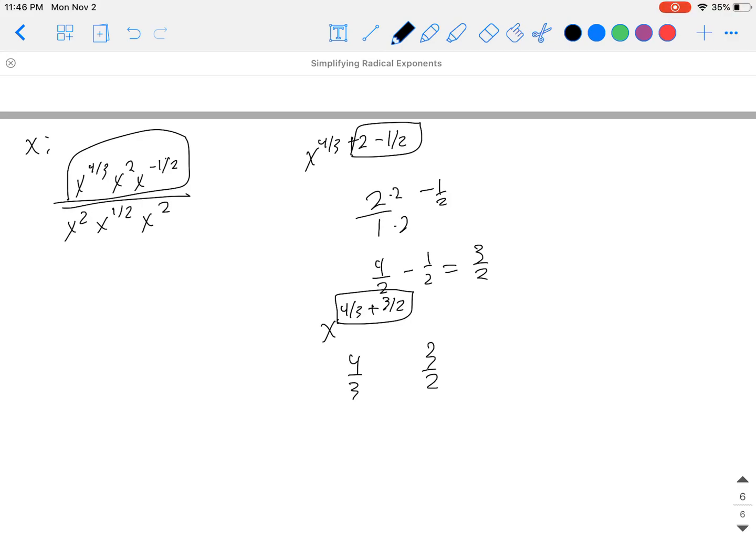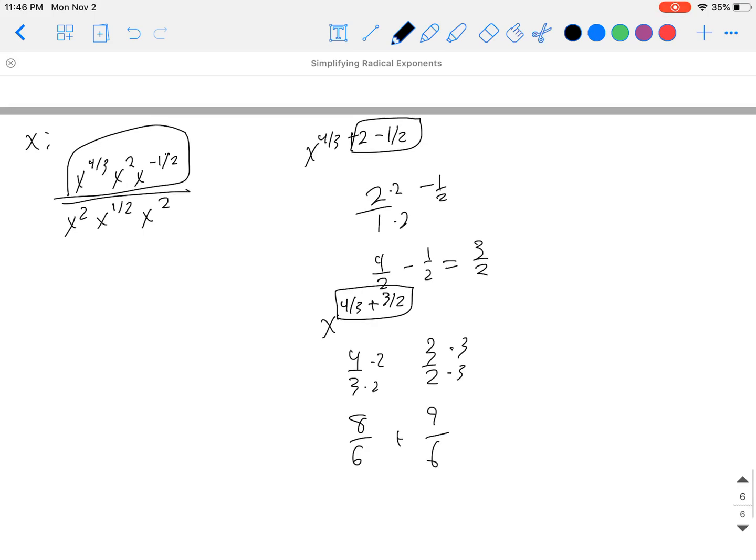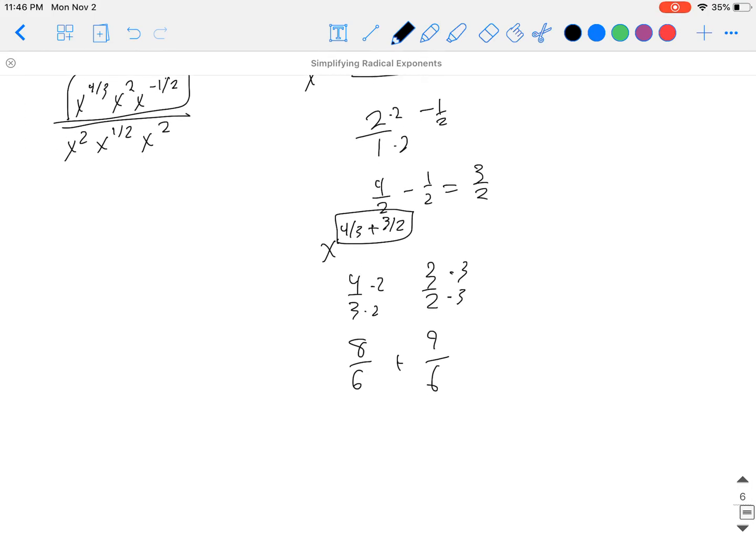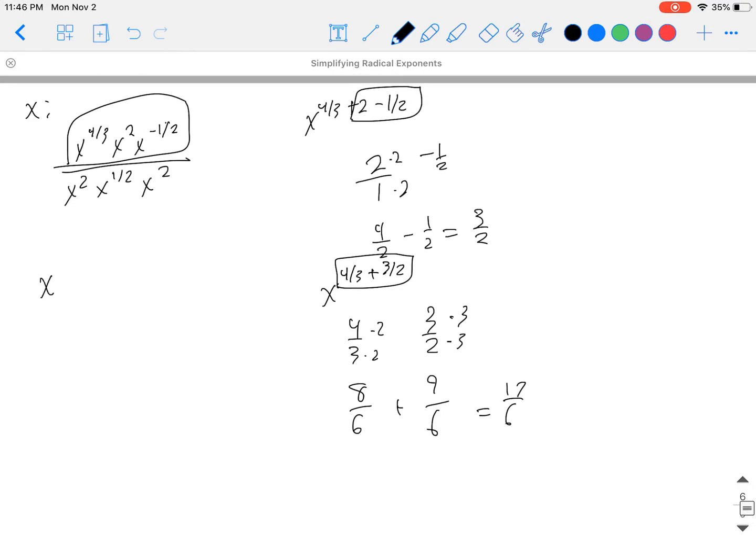So multiply 4 over 3 by 2 on the top and the bottom, and 3 over 2 by 3 on the top and the bottom, giving us 8 over 6 plus 9 over 6, or 17 over 6. And that's going to be the simplified numerator. So we'll have x to the 17 over 6 in the numerator. So now let's move to the denominator.